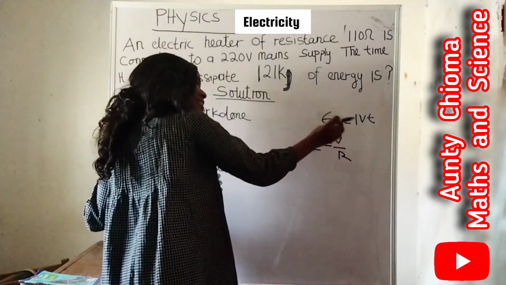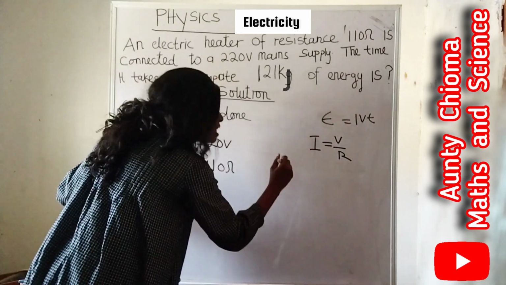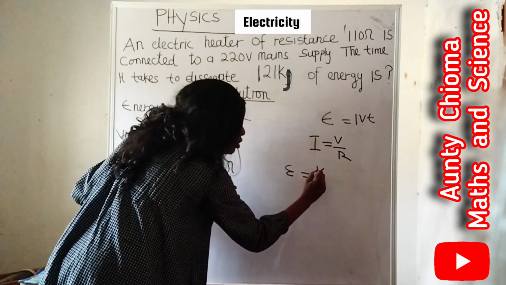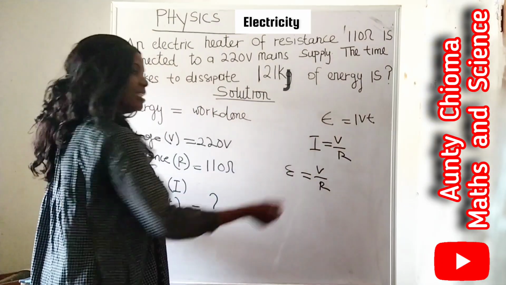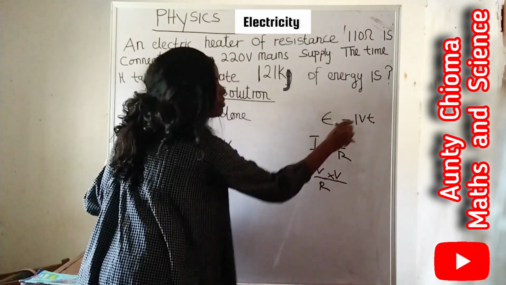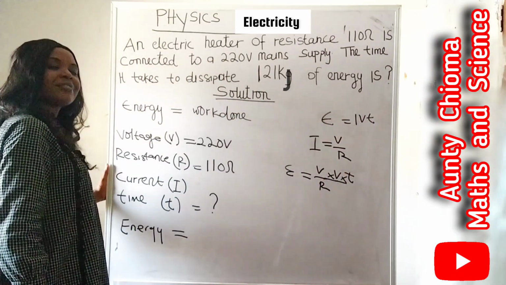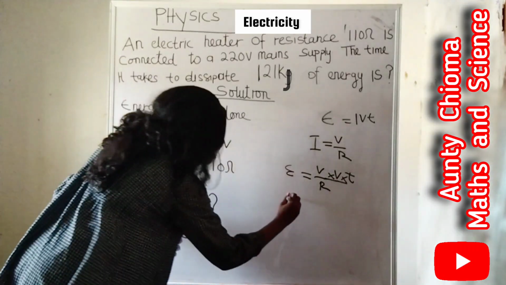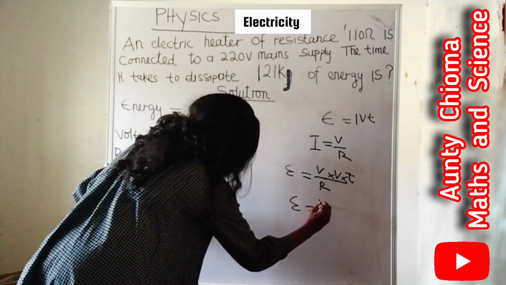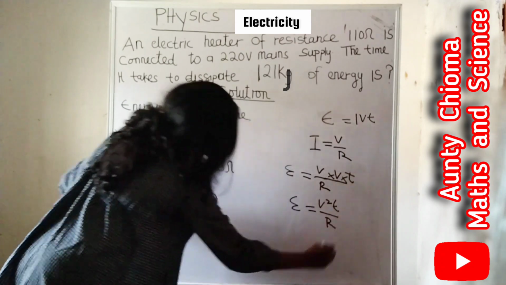So if I now insert this value of I, use it to substitute for this I here, energy will now become equals to V over R times V times T. Which will simply be energy as equals to V times V gives us V squared, V squared T over R.